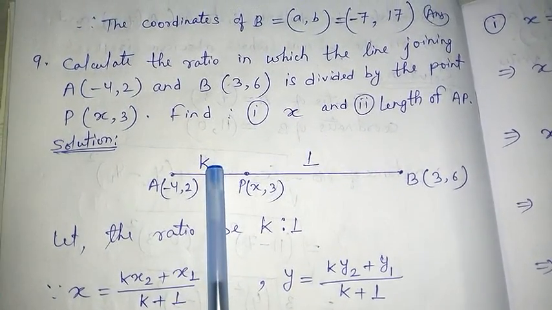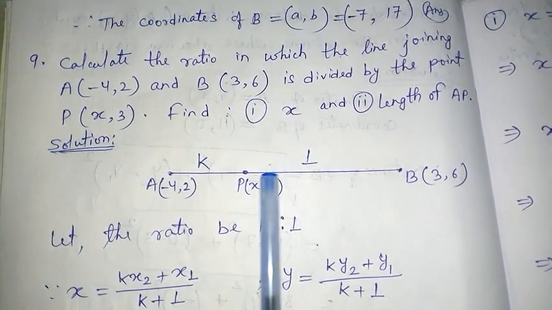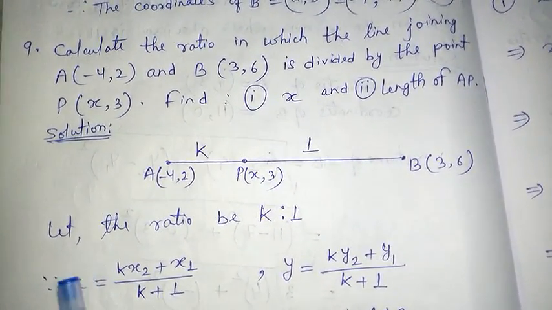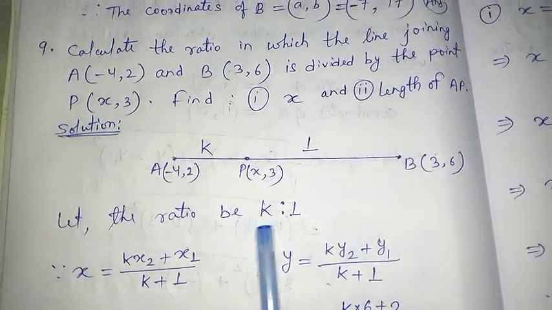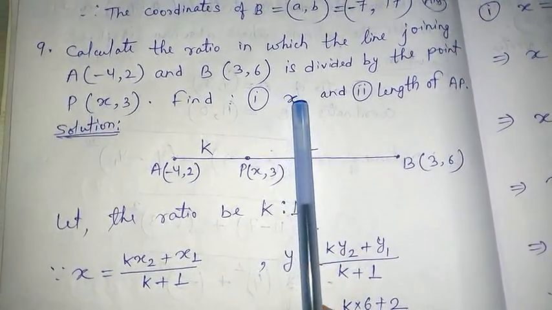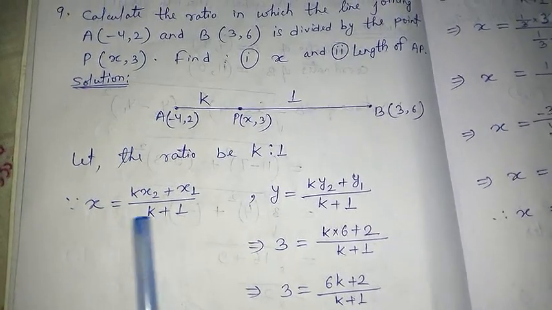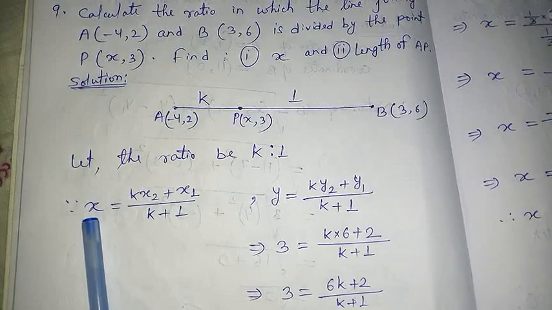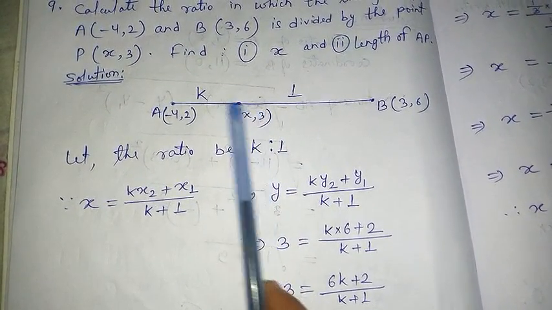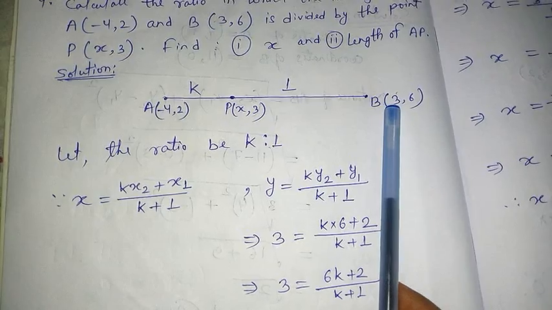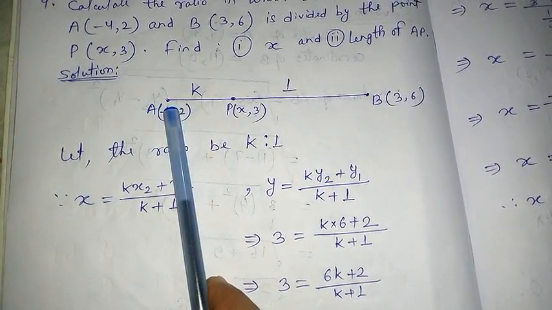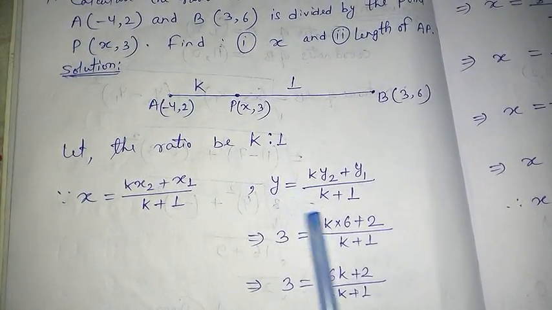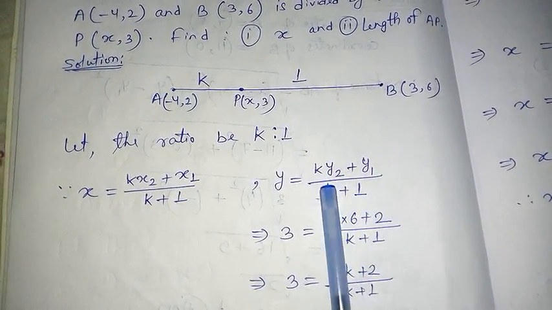When the ratio is unknown, we write k and 1, and when it is known, we use the formula of m1, m2. Yesterday, in my last video, I discussed that. Now let the ratio be k is to 1, and we have to find the value of x also. This is the formula for an unknown ratio: x equals k x2 plus x1 by k plus 1. And one more formula: y equals k y2 plus y1 by k plus 1.